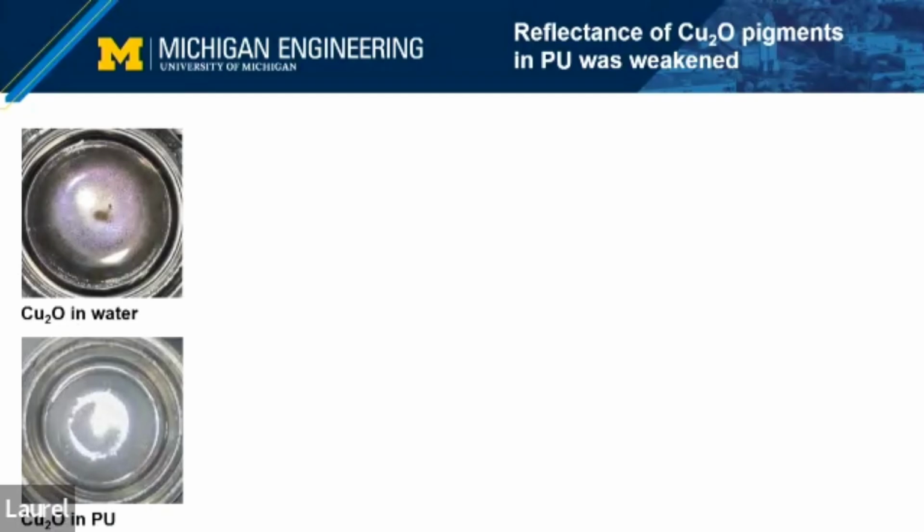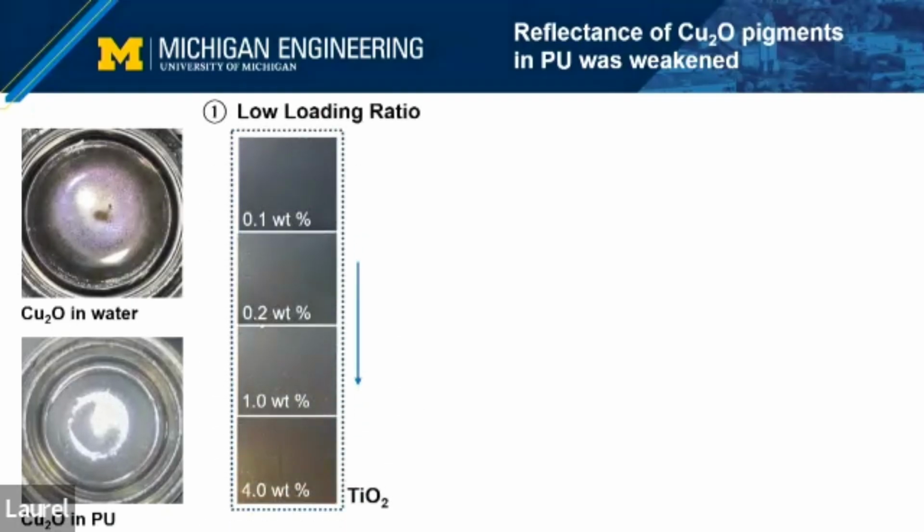In the beginning, in the water, the purple color is very beautiful, but after it stays in the polyurethane, the video doesn't show it here, but it is still a purple color, but not as obvious as previously. So that is an issue, and we tried to solve it and to come up with some hypotheses for why it happened. The very first, straightforward one you can think of is the low loading ratio. It's just like you didn't add enough pigments here.